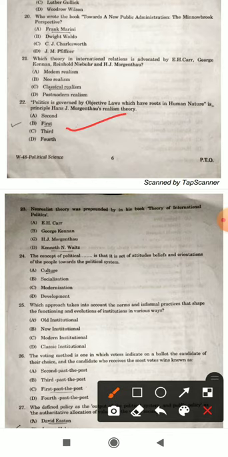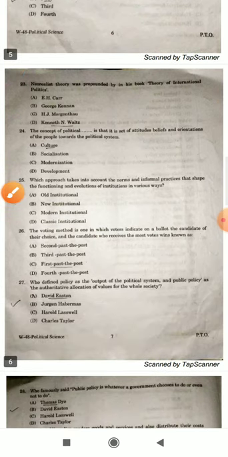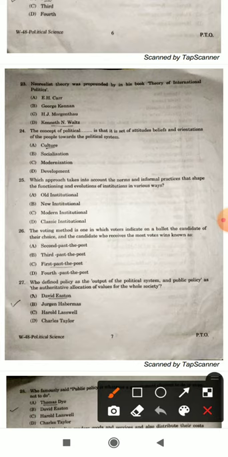Answer is first. Answer number B. 22, the answer is B. Question number 23. Neorealistic theory was propounded by blank in his book Theory of International Politics. Answer is D. Kenneth N. Waltz. Answer is D.